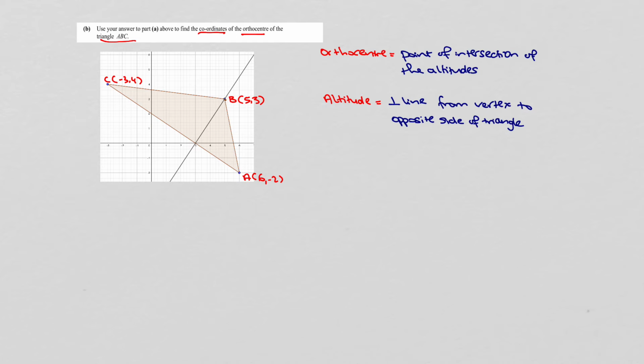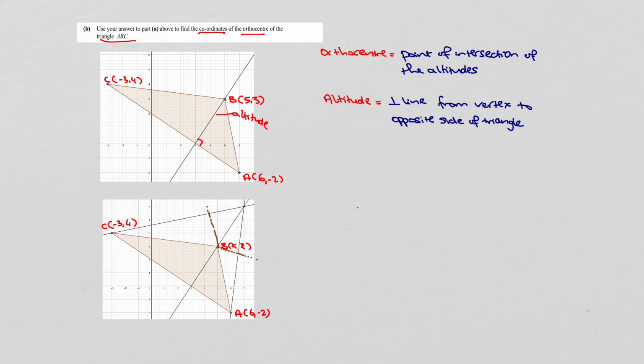So the line that we have just found in the first part of the question was from B to the opposite side AC, and it was perpendicular. So basically this line here is an altitude. So if we want to find the point of intersection of the altitudes, we basically need to find one other altitude. So we could get the altitude of BC, or we could get the altitude of BA. So either of those will work. And then to get the point of intersection of the altitudes, all we're going to end up doing is simultaneous equations.